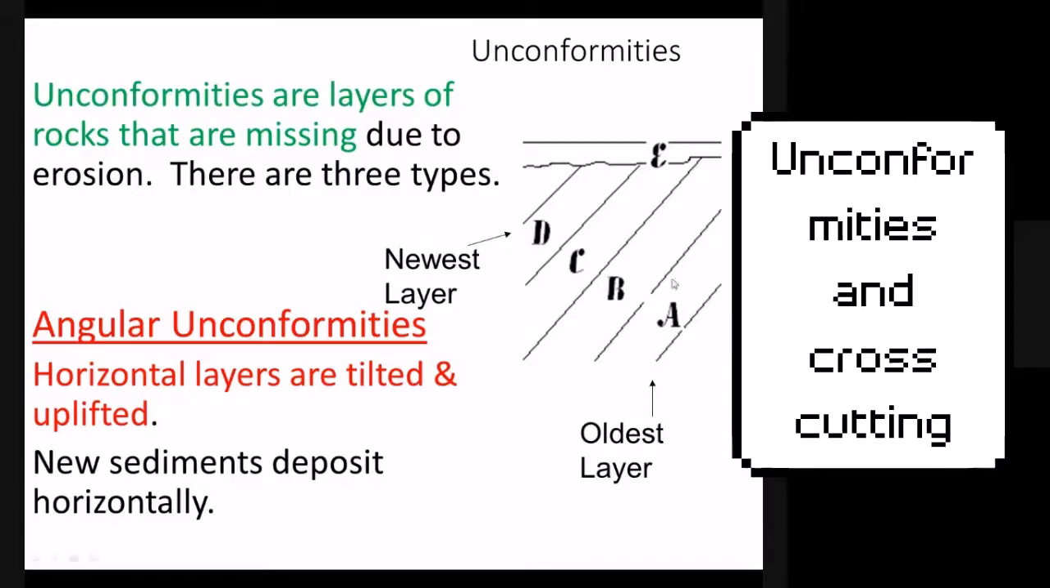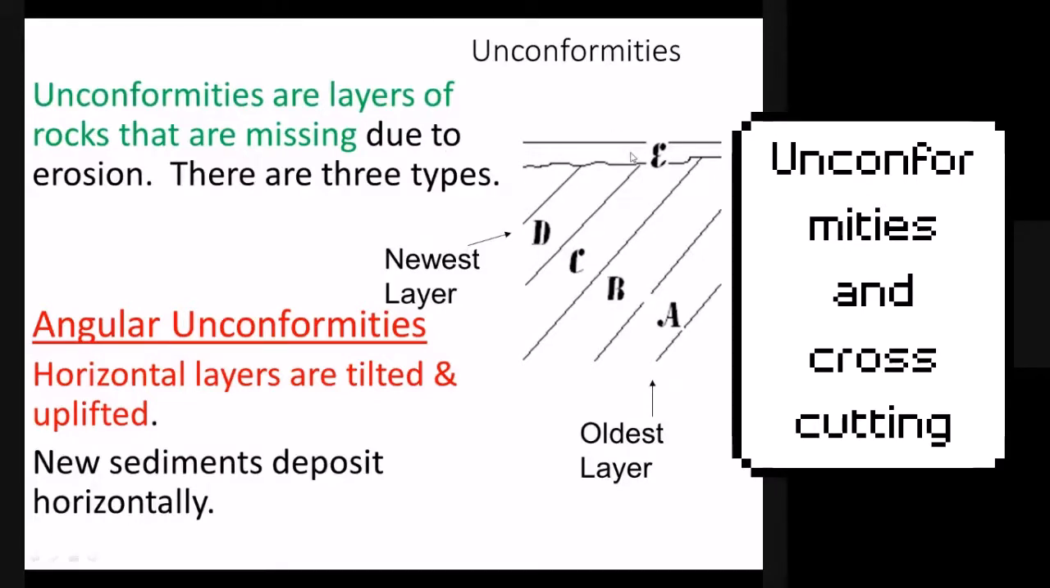And not only did they get moved to an angle, but look, above them, there's this little squiggly line, and then there is a horizontal layer on top of them. So something happened here that got rid of layer A, B, C, D on top, eroded them away, and then all of a sudden, layer E got placed on top.